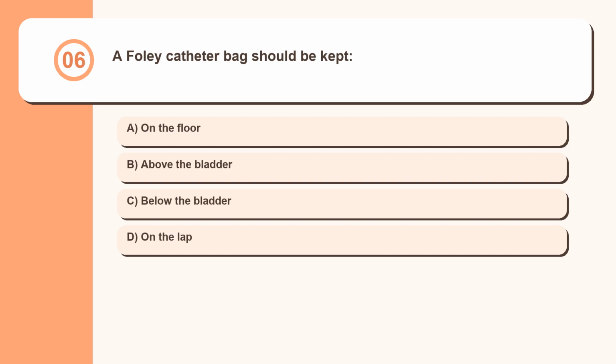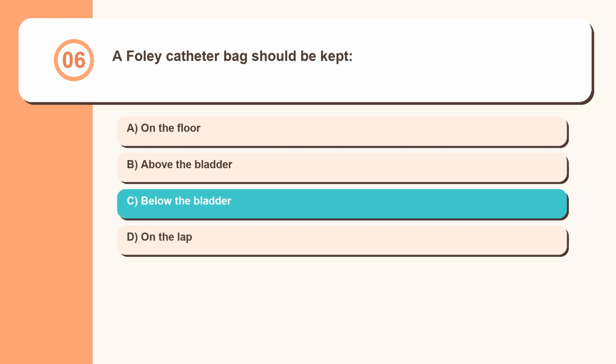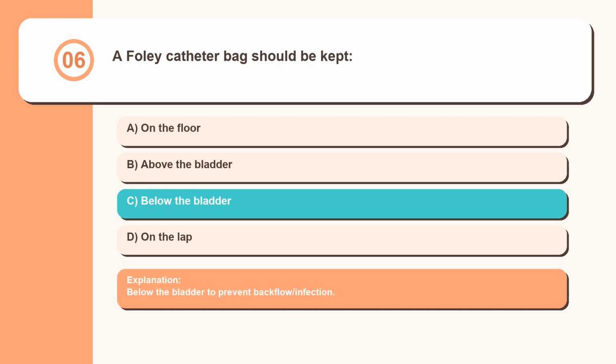Question 6. A Foley catheter bag should be kept on the floor, above the bladder, below the bladder, on the lap. Below the bladder to prevent backflow and infection.